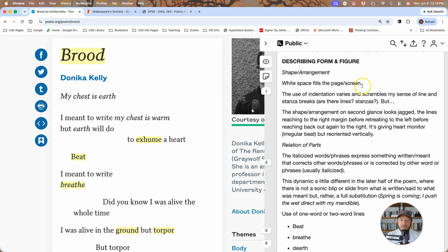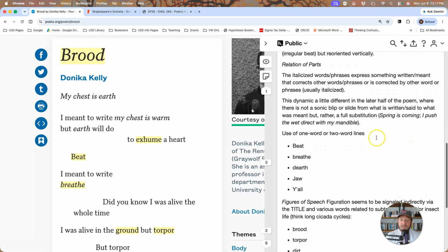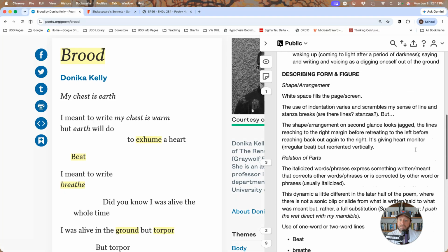I think one of the things that stands out most to me is Kelly's use of white space and how white space fills the page and screen. This is not unrelated to her use of one and two word lines in the poem and her use of spacing. In addition to that, this is related also to the use of indentation that varies and scrambles, at least my sense of line and stanza breaks.